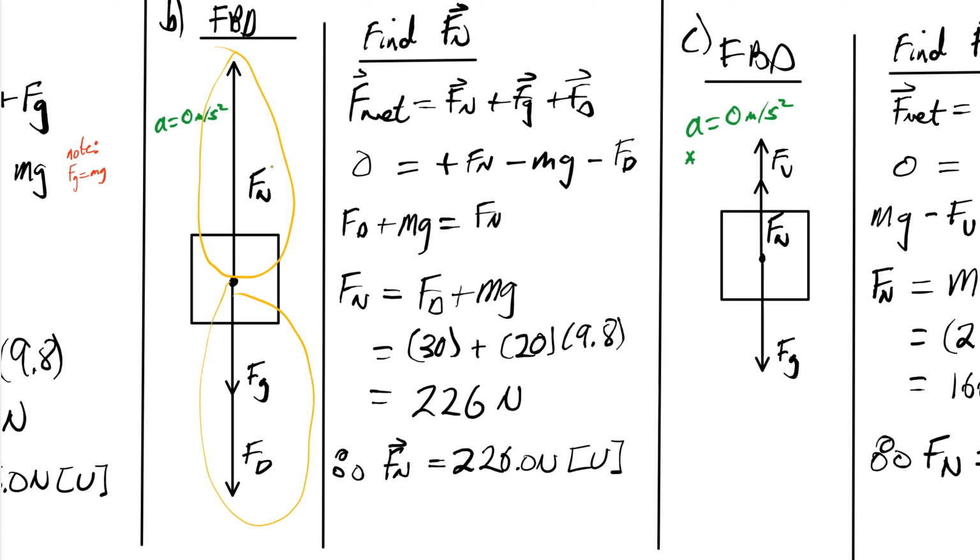So I often refer to this as team up and team down. Now in this case, the downward forces work together to add more pressure onto the table. So we've got the Fg and that Fd. As a result, the table has to push back even harder to prevent this from falling down.